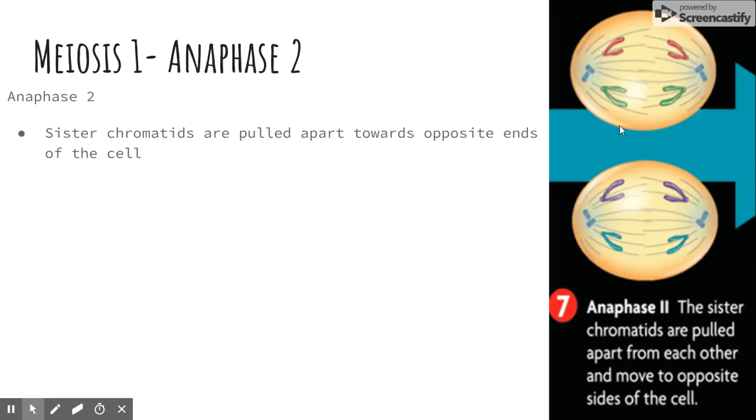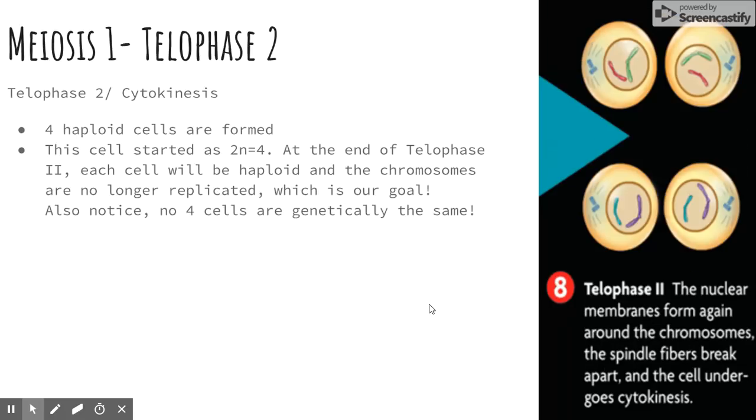Now they're going to get pulled apart, and we're going to end up with 4 haploid, genetically unique cells. We're not going to go through any more replications. This is what we wanted when we started out with meiosis.